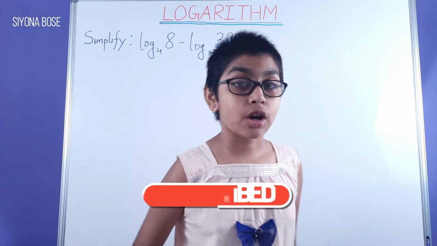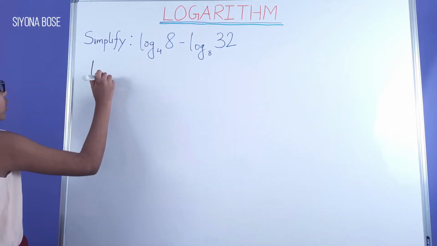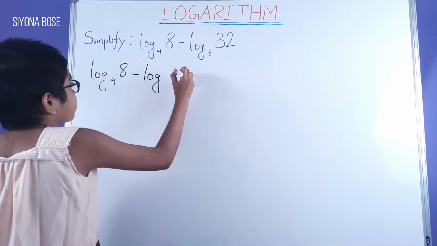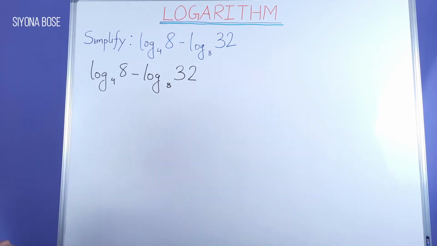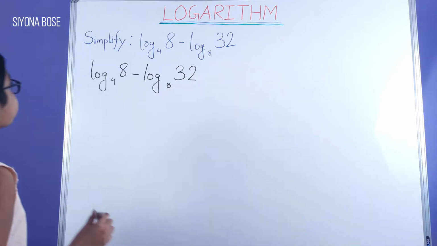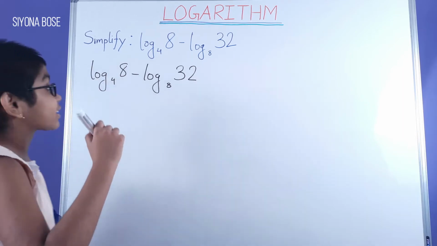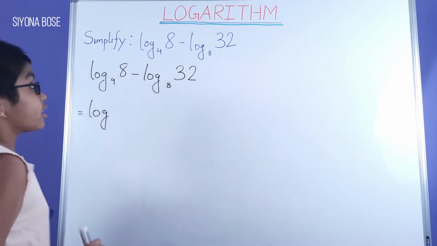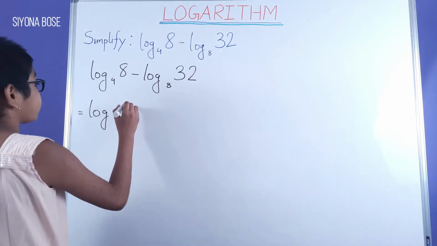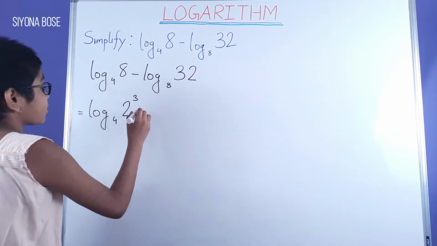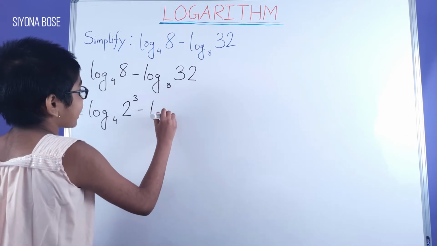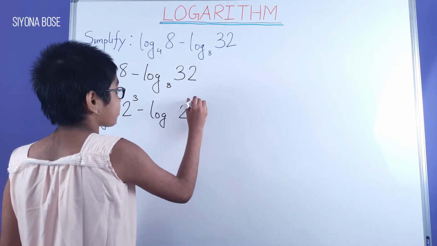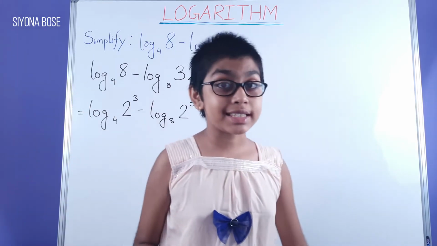Firstly, let's copy down the sum. Log of 8 to the base 4 minus log of 32 to the base 8. Let's simplify it. We can also write log of 8 to the base 4 as log of 2 cubed to the base 4 minus, this can be written as log of 2 to the power 5 to the base 8. Let's continue.